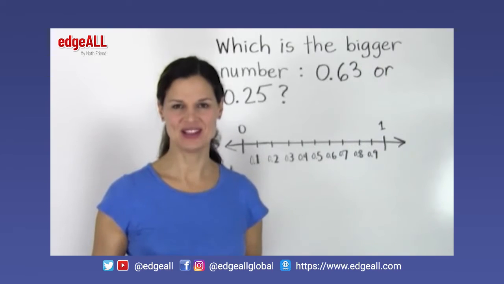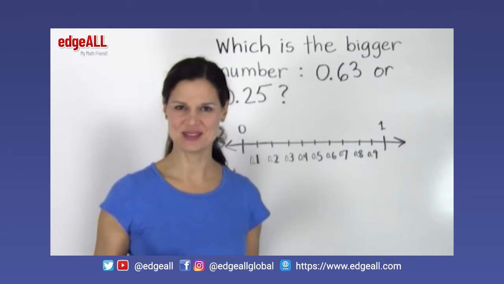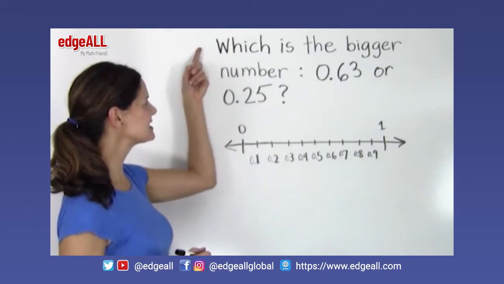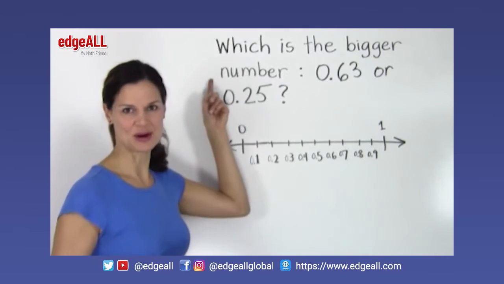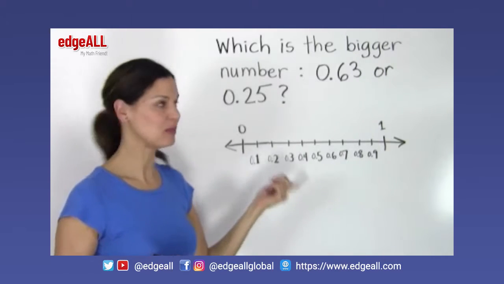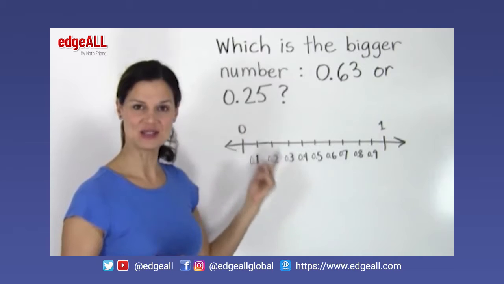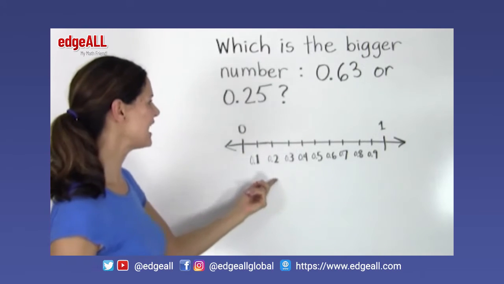Let's look at an example of comparing decimals using a number line. My question asks, which is the bigger number, 0.63 or 0.25? I am going to graph these two numbers onto my number line.